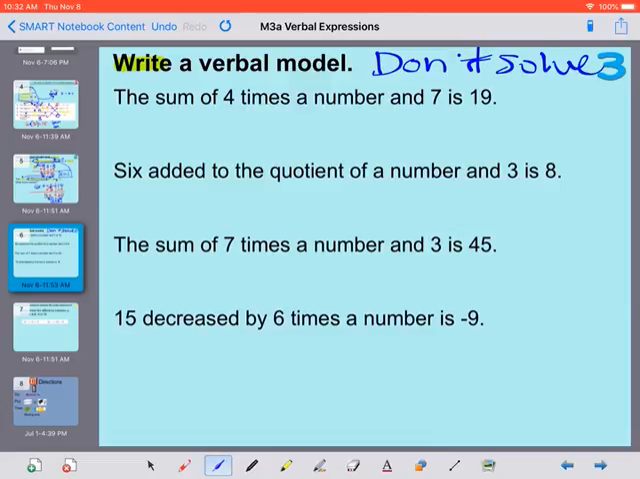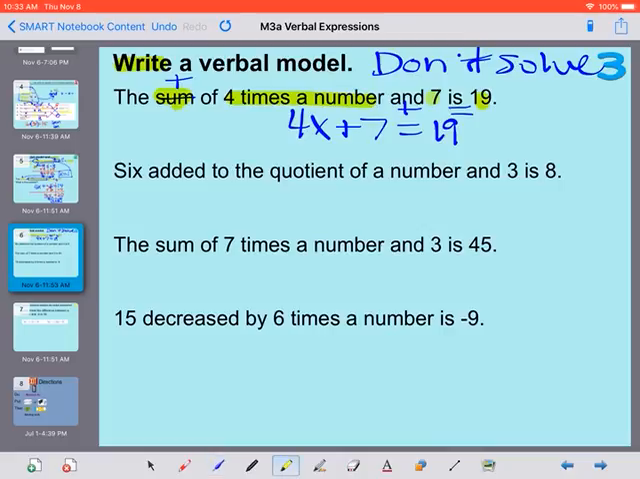All right, it says the sum, so we know we're adding. The sum of 4 times a number and 7 is 19. So remember, and is where we put that operation, we're adding. Is equal to, so we really have 4 times a number, 4x, plus our 7 is equal to 19.